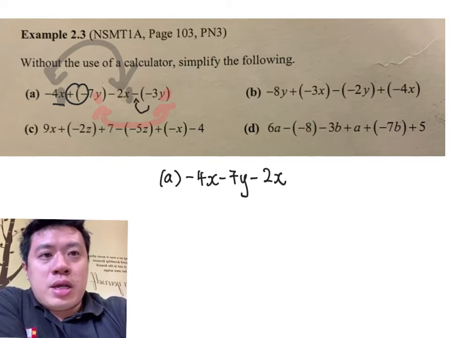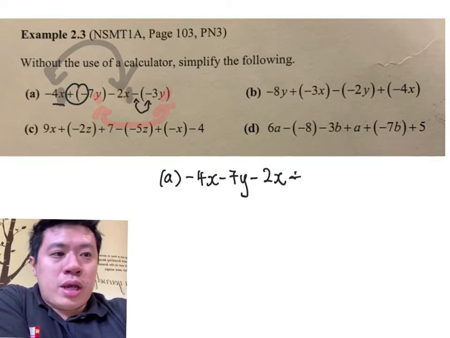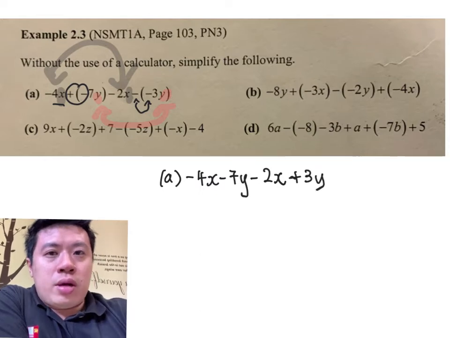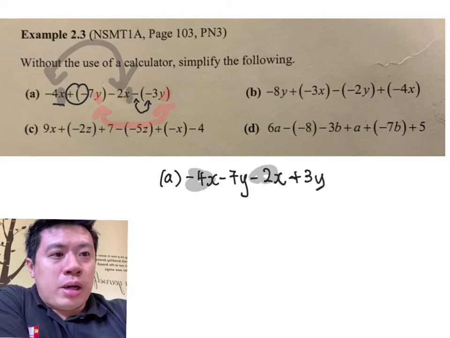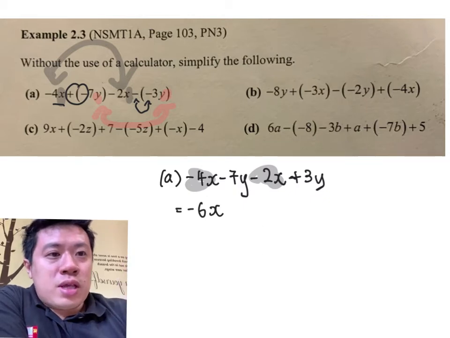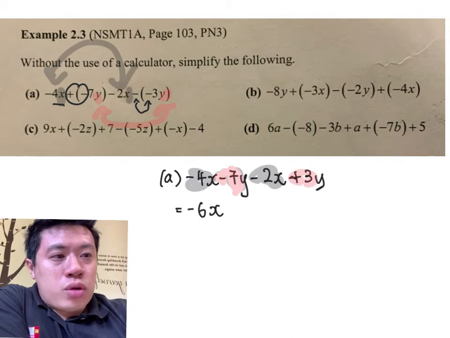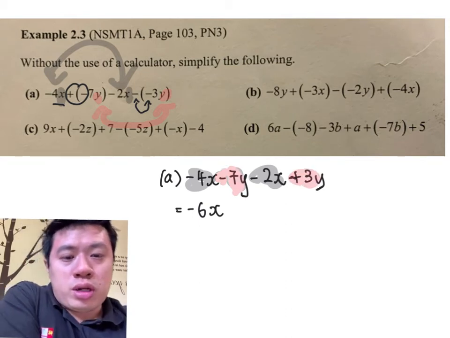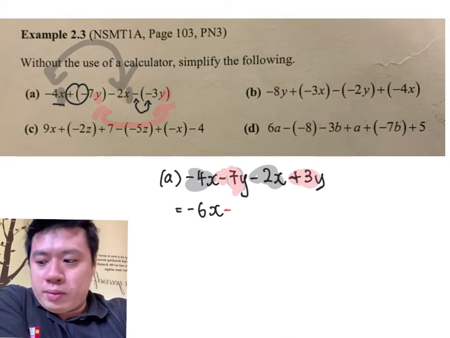Now minus and minus gives us a plus, so I write it as plus 3y. From here, you have negative 4x minus 2x, which gives you negative 6x. Then negative 7y plus 3y gives you a negative 4y.